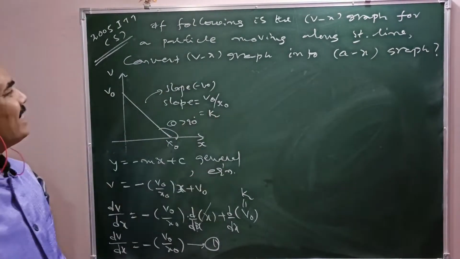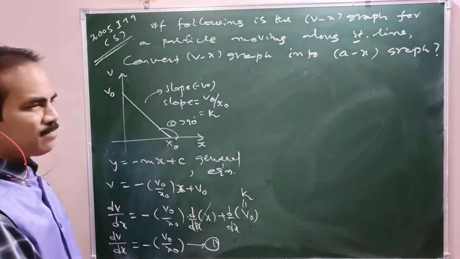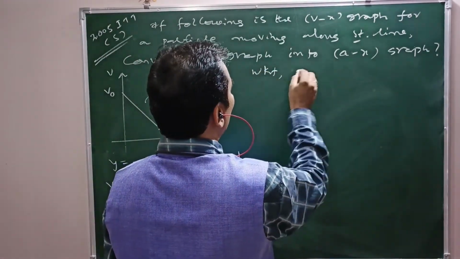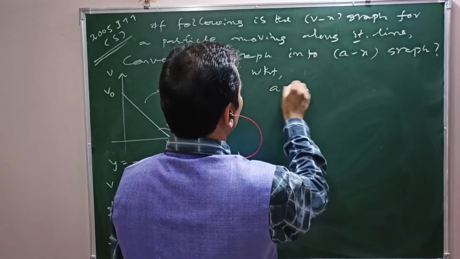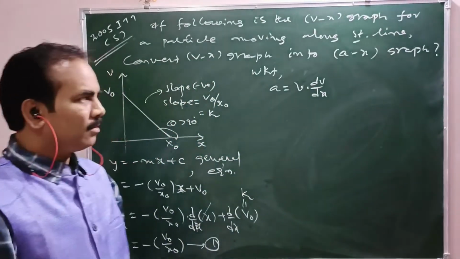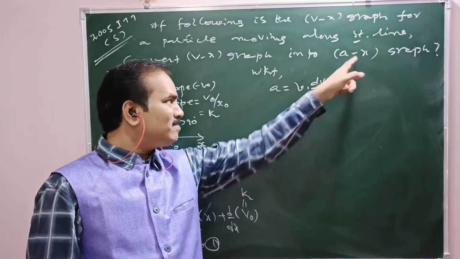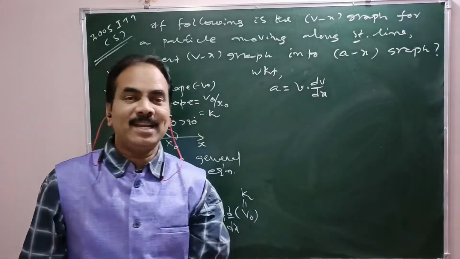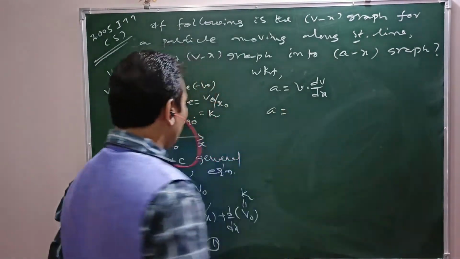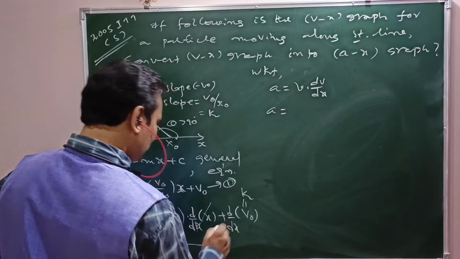Now, what is acceleration? We have to express this graph into an acceleration versus position graph. So what is meant by acceleration? We know that acceleration equals v into dv by dx. This is the chain rule. We need to express the same graph into an a-x graph, right? So acceleration in terms of x means a equals v into dv by dx, chain rule. This is what v, number 1. This is number 2, right?